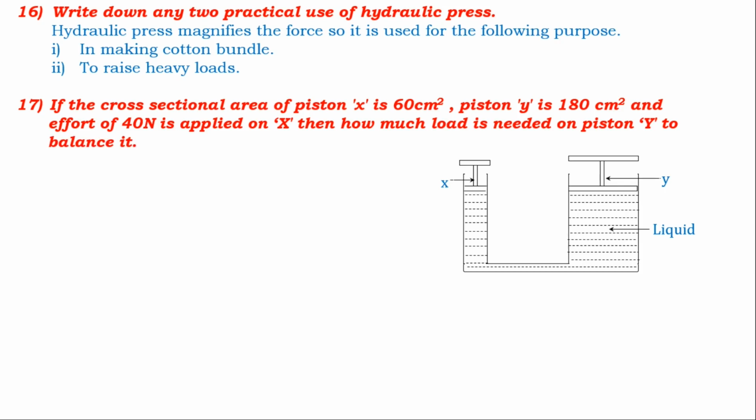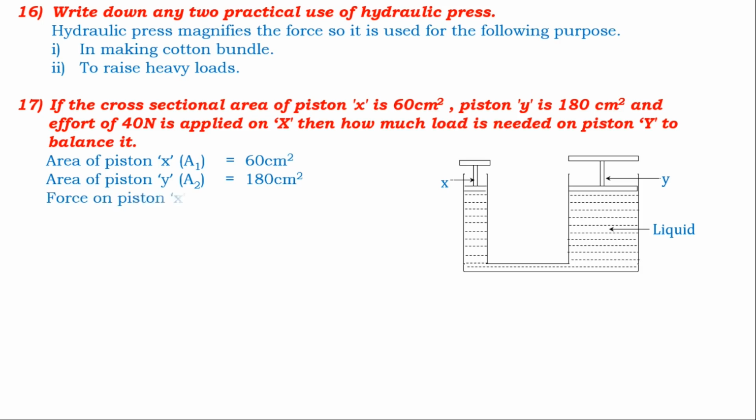This is a numerical problem. Now how can we solve it? The area of piston X can be represented as A1 equal to 60 centimeters square. The area of piston Y can be represented as A2 equal to 180 centimeters square. Force on piston X, F1 equal to 40 Newton, and force on piston Y, F2 equal to question mark.